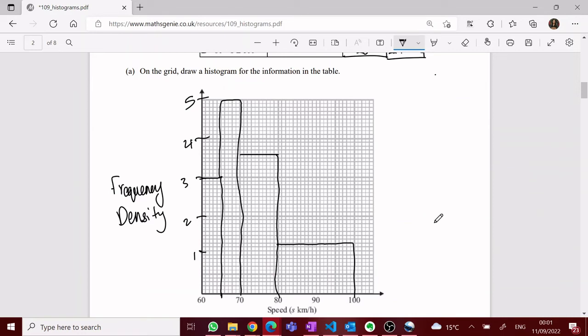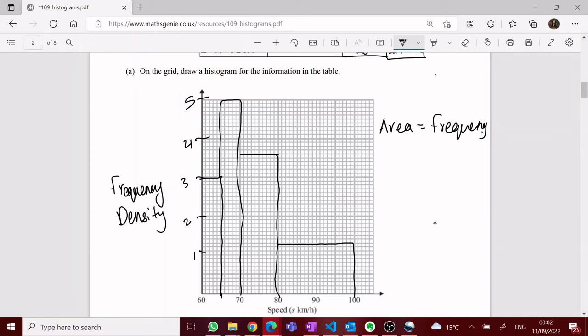The bars are of different width, which is completely normal for histograms. You should expect them to have different widths, because that's the characteristic of a histogram. And one of the facts you need to know about histograms is the area is equal to frequency. So the area of the histogram is its frequency.